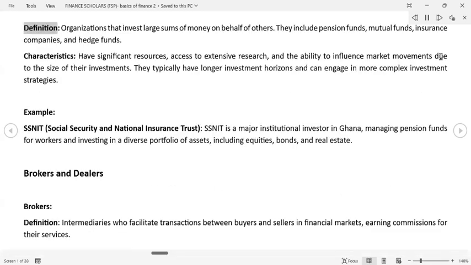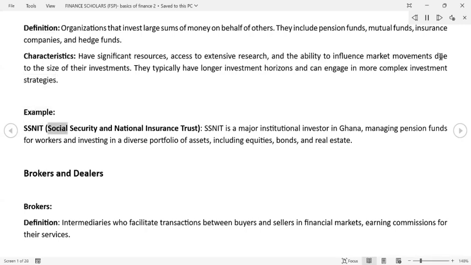Institutional investors. Definition: organizations that invest large sums of money on behalf of others. They include pension funds, mutual funds, insurance companies, and hedge funds. Characteristics: have significant resources, access to extensive research, and the ability to influence market movements due to the size of their investments. They typically have longer investment horizons and can engage in more complex investment strategies.